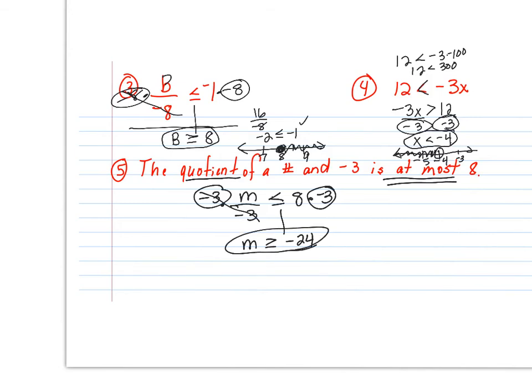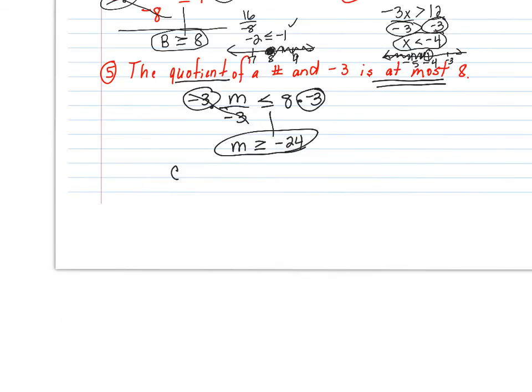Okay? We're going to check it. I like to use 0 here because 0 is greater than -24. 0 divided by -3, that's 0. Is that less than or equal to 8? It sure is. Is 0 at most 8? Yes.